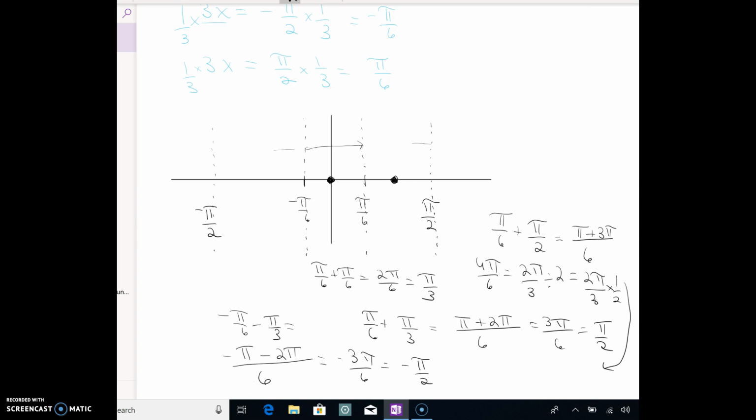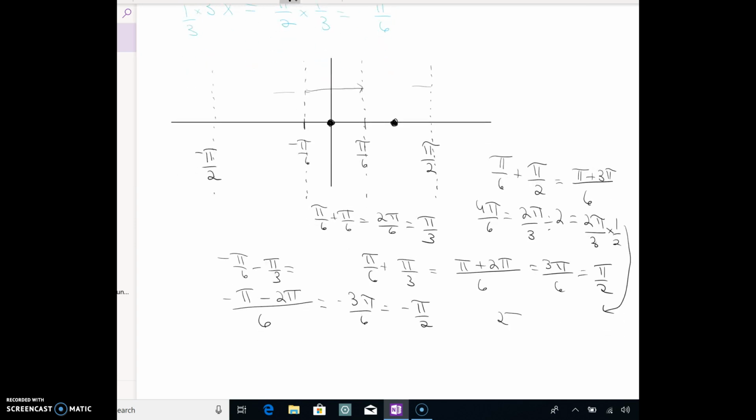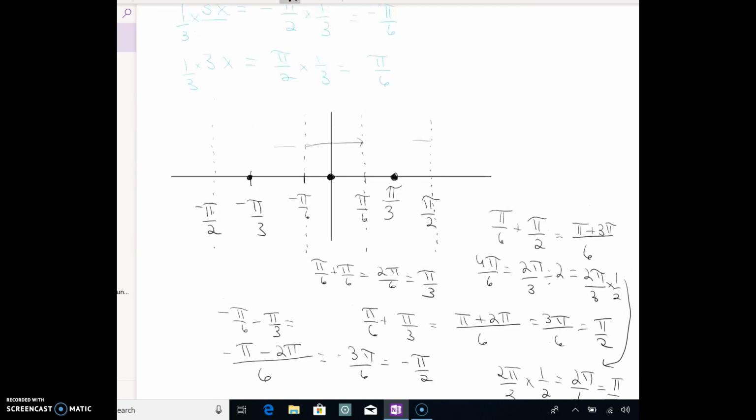Oh, sorry about my terrible work over here. 2 pi over 3 times 1/2 is 2 pi over 6, which is pi over 3. So the distance halfway between pi over 6 and pi over 2 is pi over 3. And similarly, it's symmetric because there is no phase shift, so this one's going to be negative pi over 3. But you can do the same thing. You can add these two together and divide by 2.